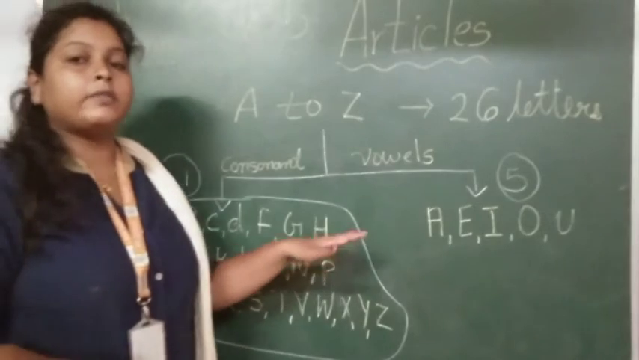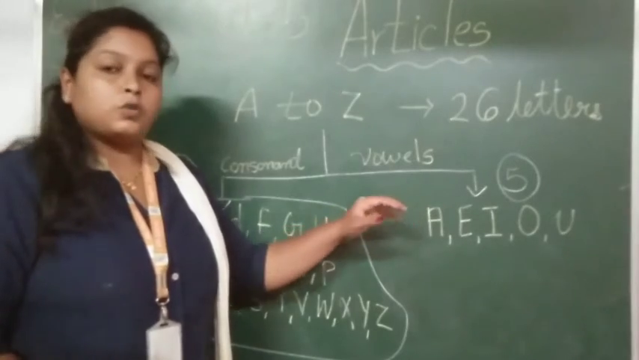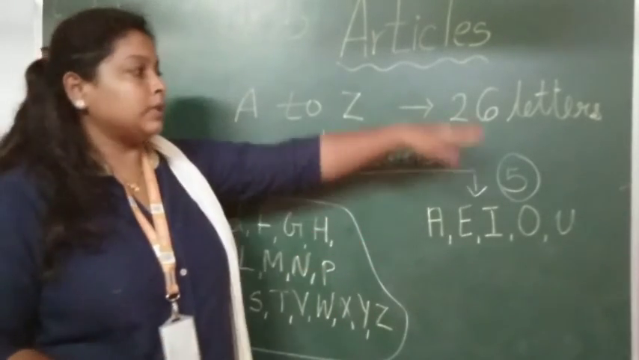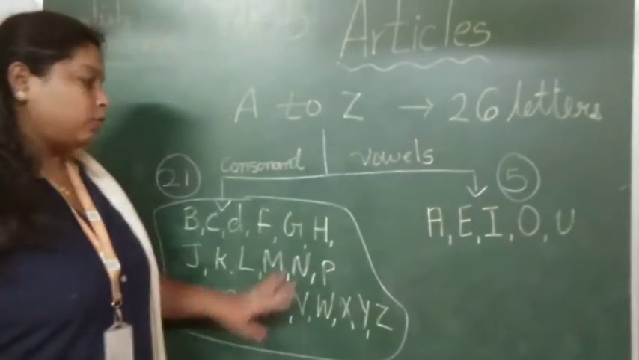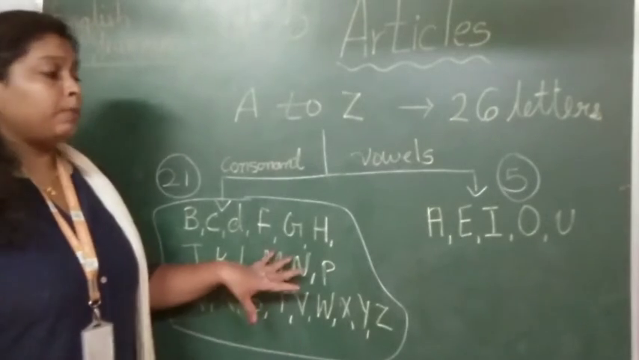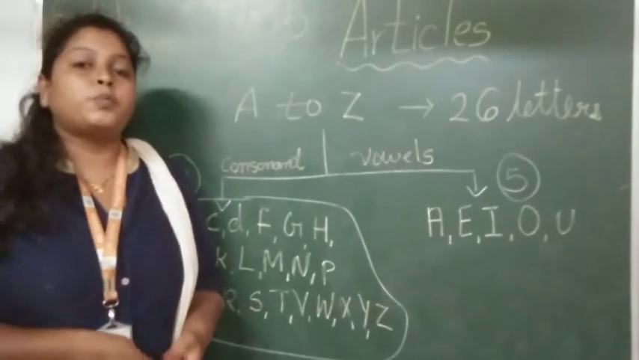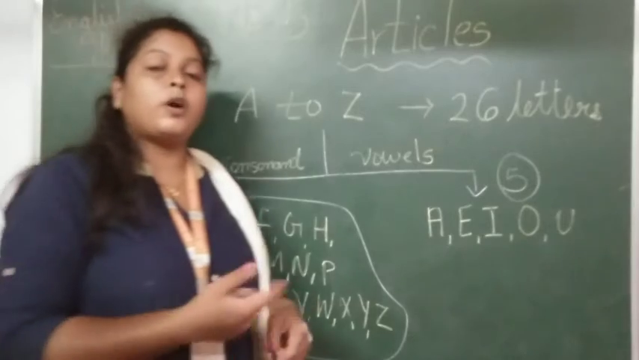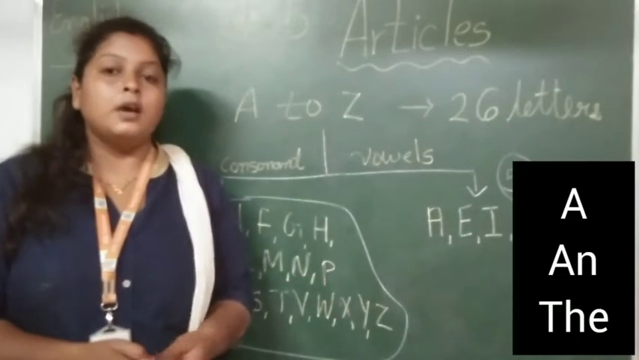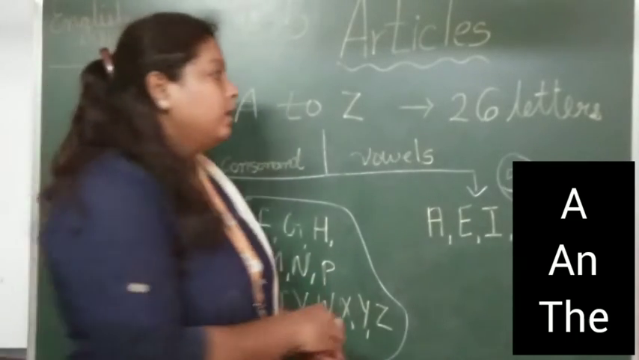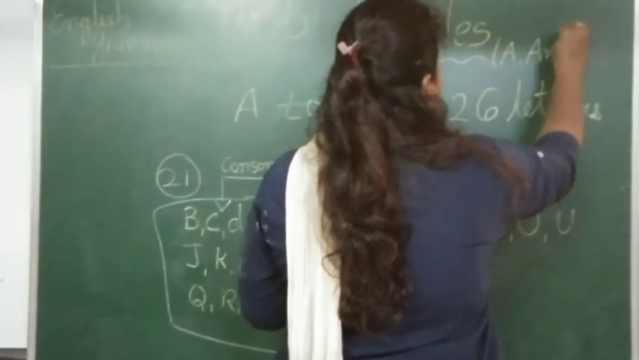So here we have divided our alphabet family into the consonants and the vowels. Now you have to keep in your mind that 26 letters are there in the alphabet, and from that 5 are vowels and 21 are consonants. Based on this, you need to decide where you have to put the article A and AN. Right? So there are 3 articles, A, AN and THE. Here I will write A, AN and THE.